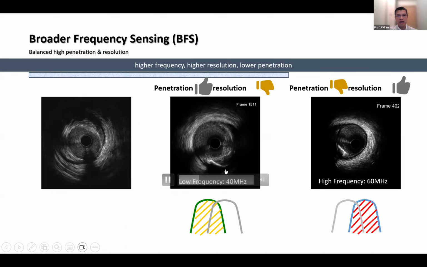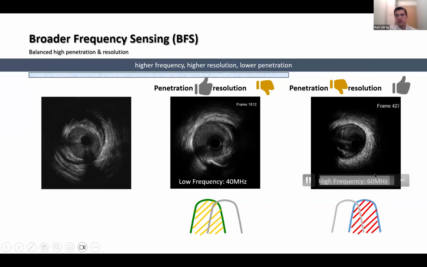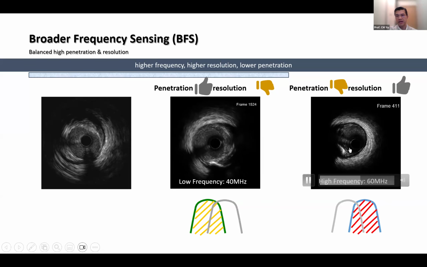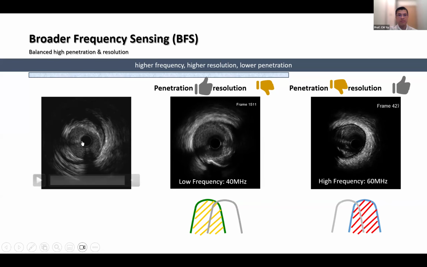There are some features that also give uniqueness to the use of this catheter. As you know, when the frequency is lower, usually you get better penetration for the ultrasound. However, the resolution may be in more jeopardy. On the other hand, if the frequency is high, then the resolution will be better. However, the penetration will be another problem.